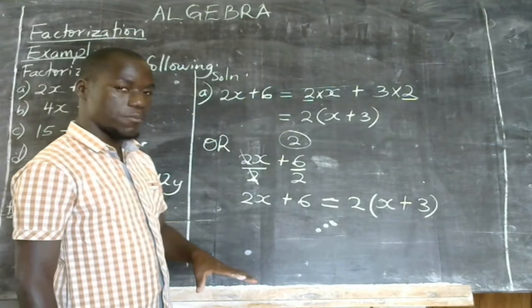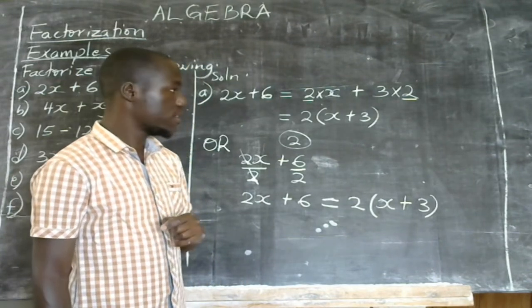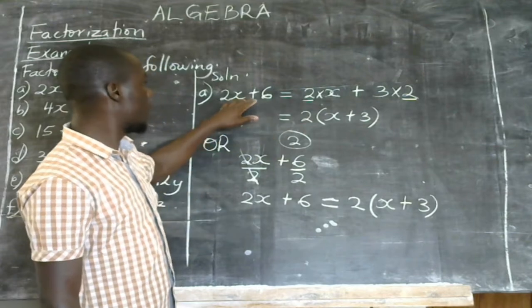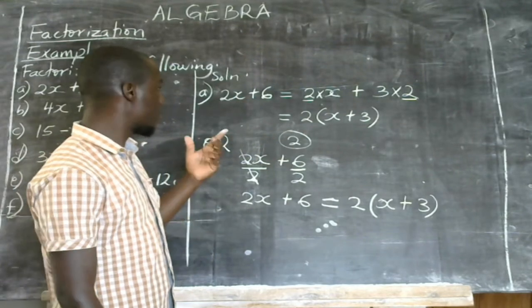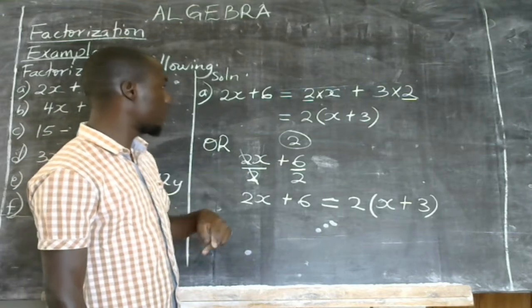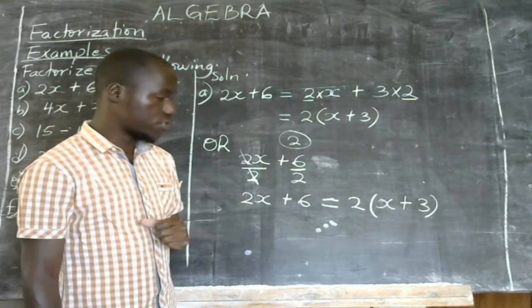But you should be able to identify common factors in terms. Here they have given us 2 terms. As we are continuing, you will be seeing that we shall be given 3 terms, we shall be given 4 terms, they can be 5, as many as possible.